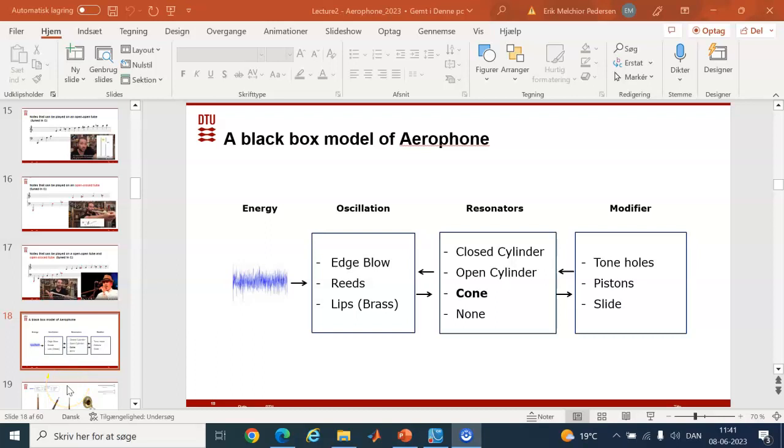Continuing with aerophones: energy and then oscillation by edge blow, reeds, or lips as in brass instruments. Resonators can be closed cylinders, open cylinders, cone shaped, or none of these. And then a tone modifier, for instance the length of the tube, which could be tone holes, pistons, and slides.